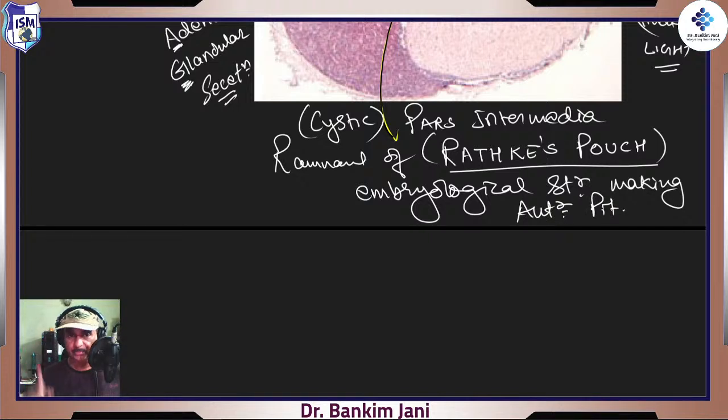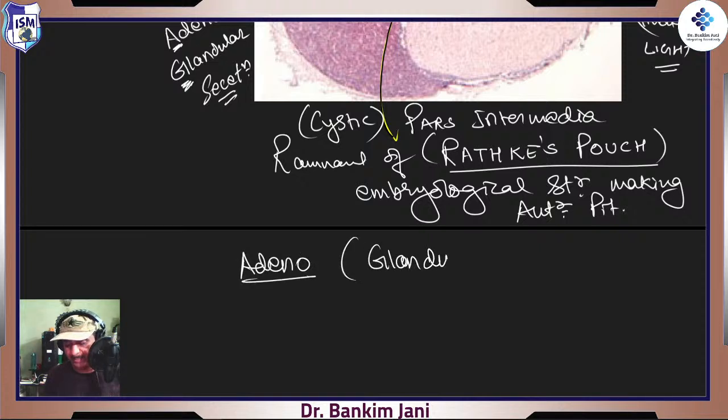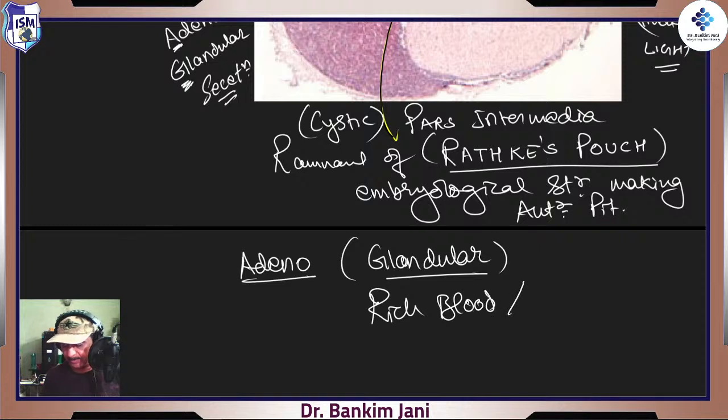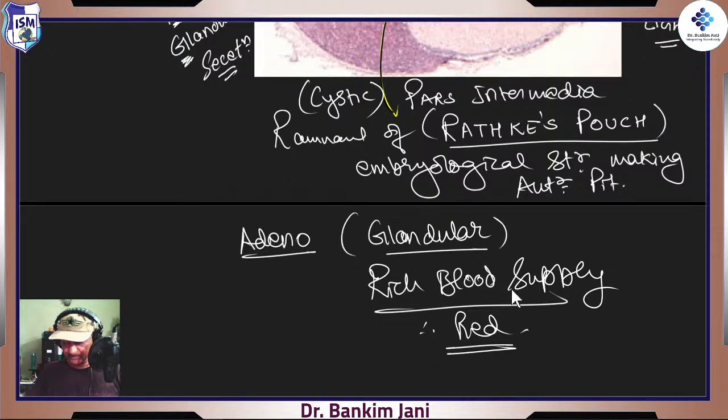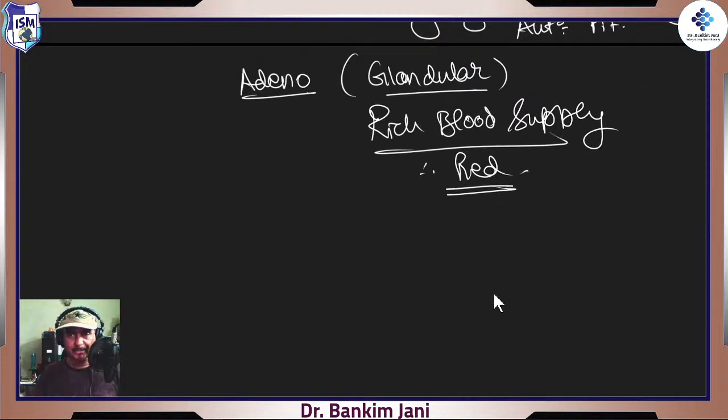Posterior is a continuation, right? So when we talk about adeno, it means glandular, right? If it is glandular, that means it has to be rich in its blood supply. This is what we really see in the histology. So therefore it looks more red, because for it, that's the only communication, via blood, through which the messages for release of those hormones are coming.